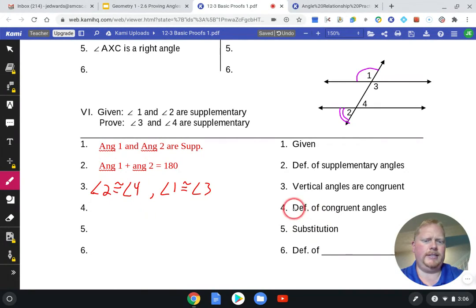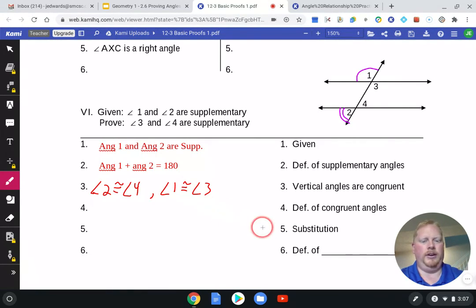Now take a look at this next reason, definition of congruent angles. This is going to be a tricky one, and I'm going to give a lot of leeway on this. But notice how step 2 is an equation. Angle 1 plus angle 2 equals 180. And notice in step 3, I've got congruent signs. Well, I can't really mix stuff if one thing has congruent signs and one thing has equal signs. So what I have to do is get it so that they're matching. Either everything has to have congruent signs or everything has to have equal signs. And again, I'm going to be fairly lenient on this because this is just a fine detail.